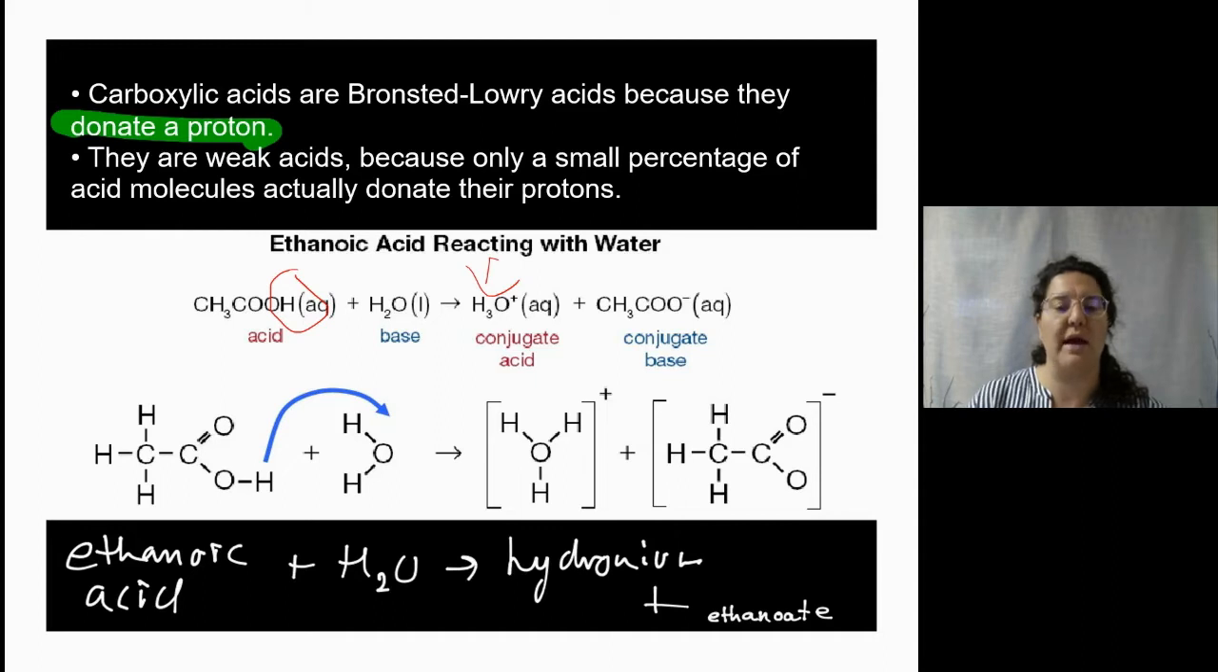The hydronium ion to become the conjugate acid. And then here's the conjugate base of our ethanoic acid.